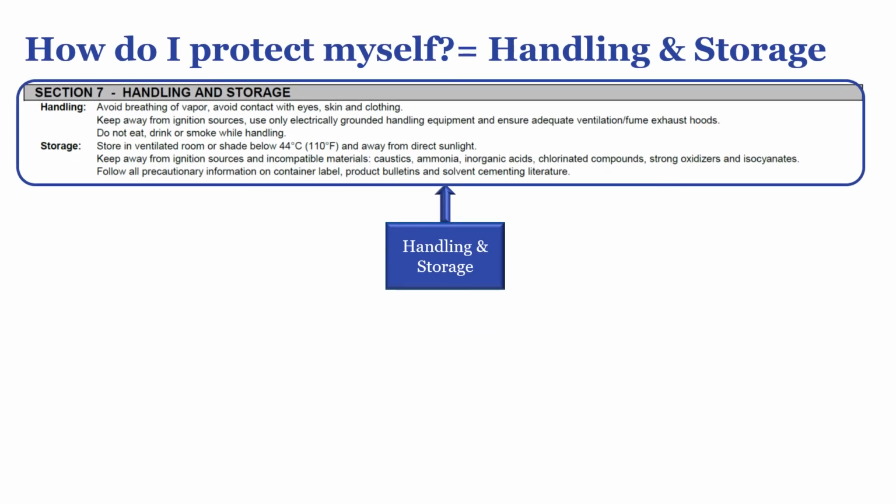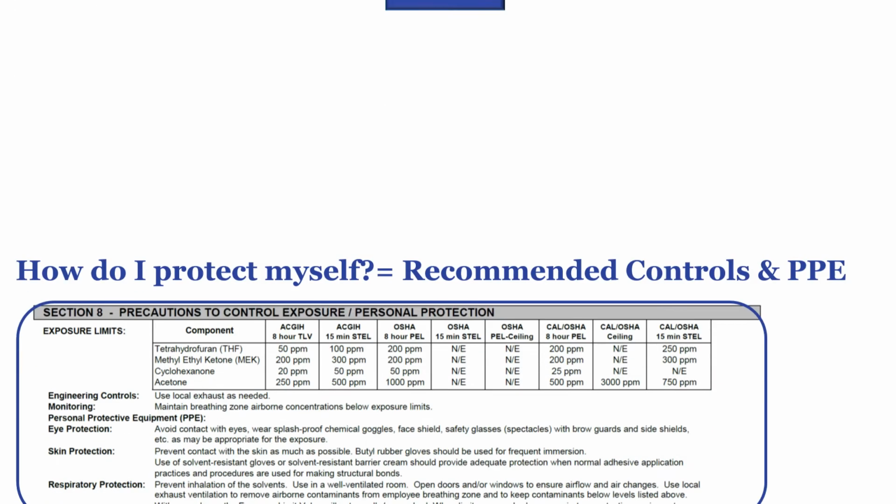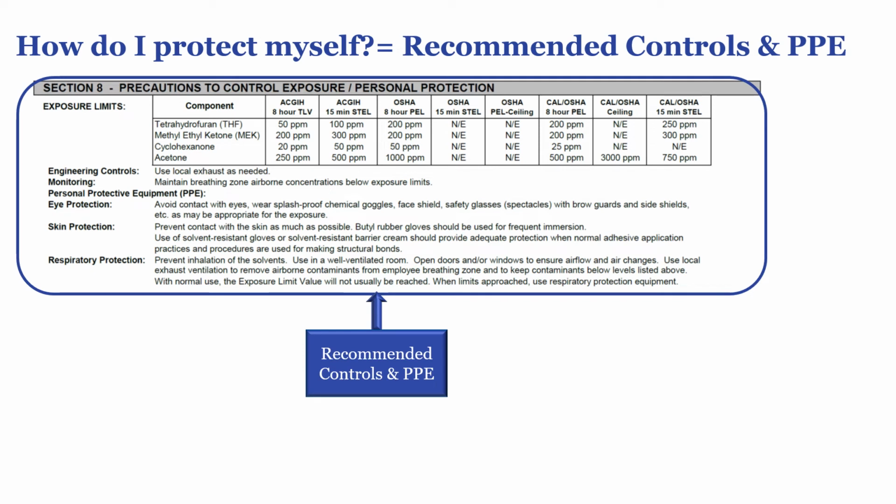Handling and storage. This is covered in Section 7 of the SDS, and it refers to how you should handle and store the product properly to avoid creating hazards and risking exposure. For P70 under handling, an example is: avoid breathing of vapor, avoid contact with eyes, skin, and clothing. An example of storage is: store in a well-ventilated room or shade below 44 degrees Celsius and away from direct sunlight.